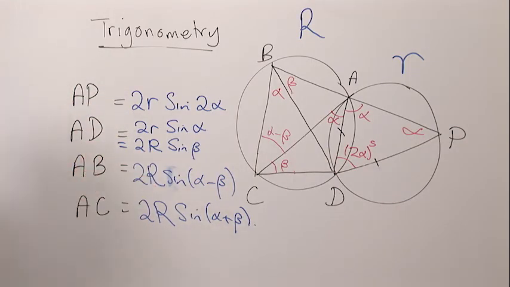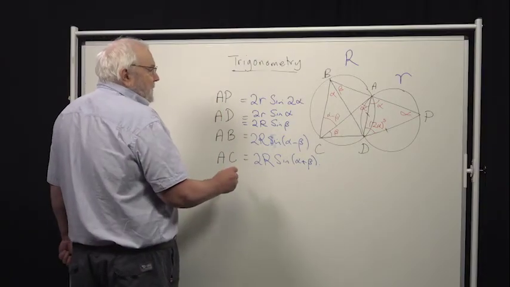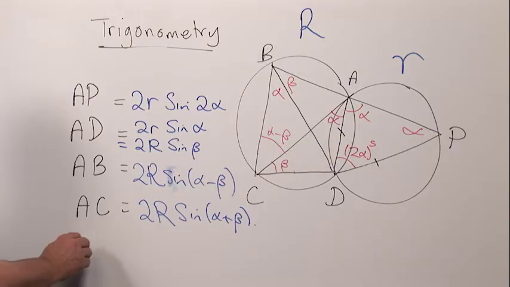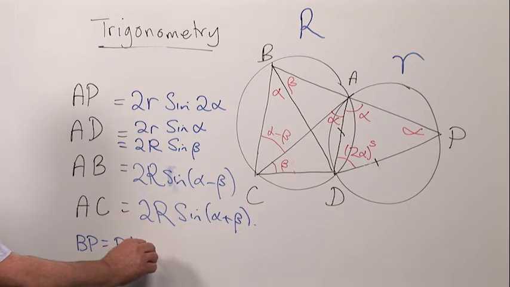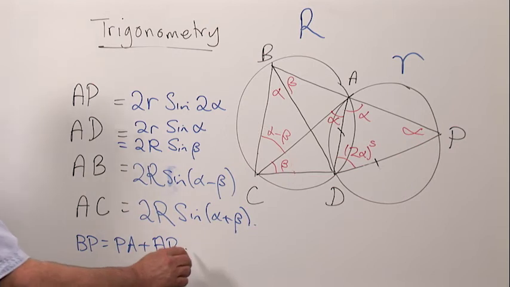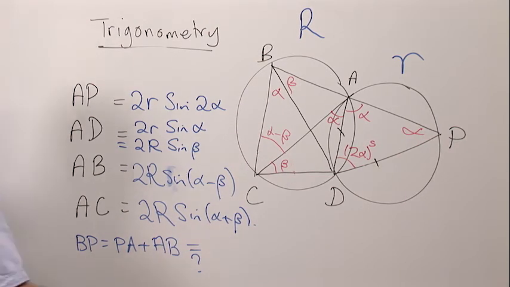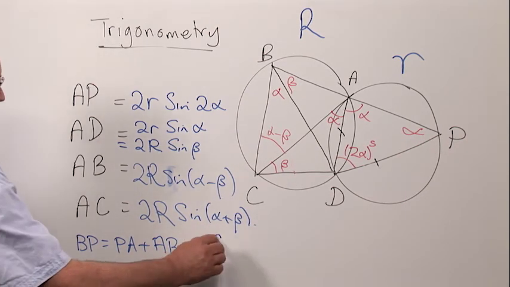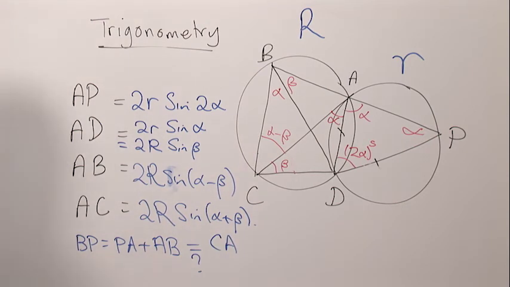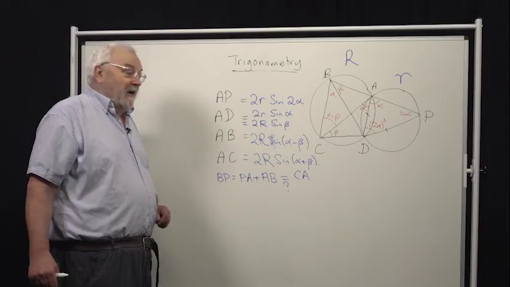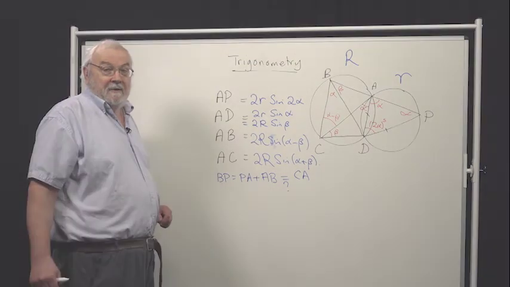We don't need the diagram, except to remind ourselves, let's make a careful note, that BP is equal to PA plus AB. And we want that to be equal to CA. So I put a question mark underneath that equation. So that's our ambition in life. So we can forget the diagram now and do some trigonometry.